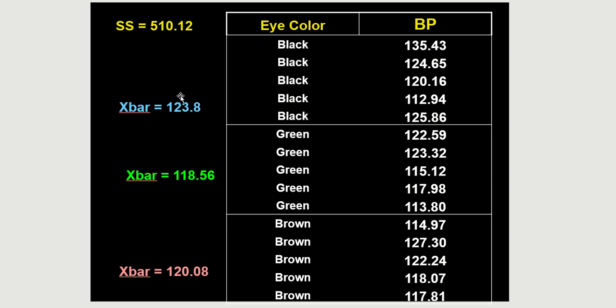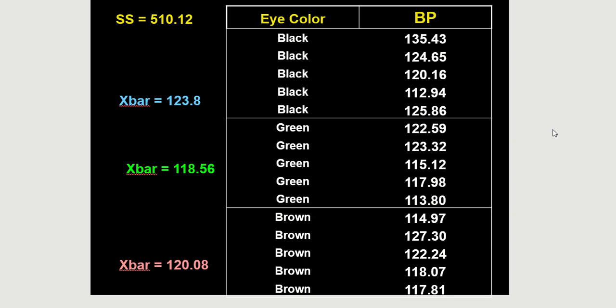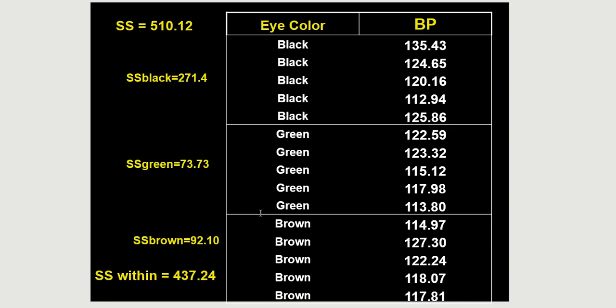But if I had provided you with a standard deviation, for example, if I told you that the standard deviation for group 1 was 3, what you need to do is take the standard deviation 3, square it, so that's 9, and then multiply by the degrees of freedom, which is 4. So 9 times 4 is 36. So the sum of squares for that group would be 36 if you were provided with the standard deviation for this group. All right, so I actually did the calculation, and the sum of squares for the black came out to 271, for the green 73.73, and for the brown 92.10.